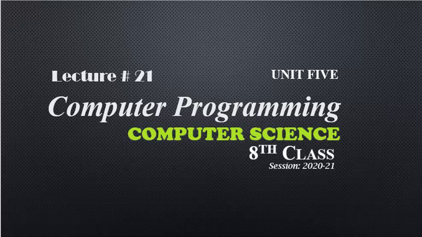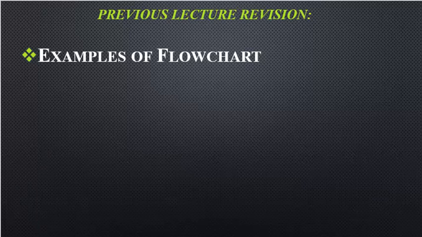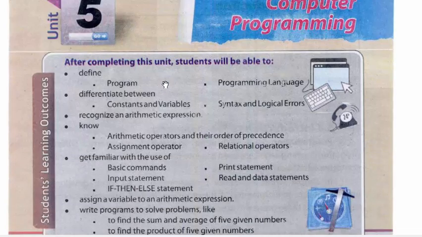Let's first see what we studied in our previous lecture. We had studied examples of some flowcharts. There were some questions at the end of the exercise that I told you to do by yourself. If you have done that, that's good. If you haven't, then you must complete that. Let's start our unit number 5, which is computer programming.